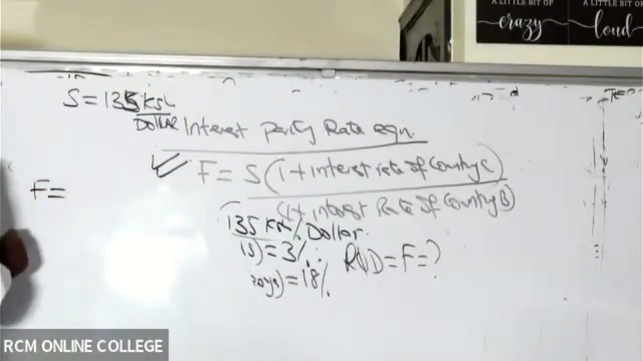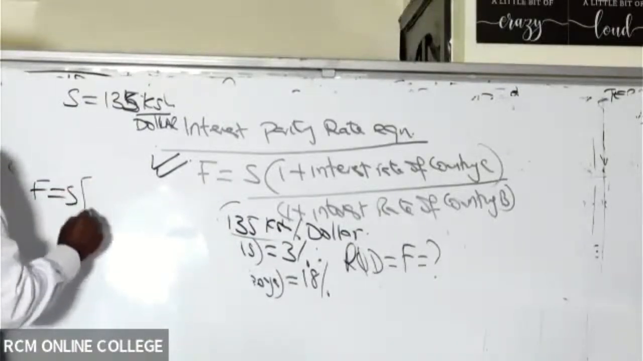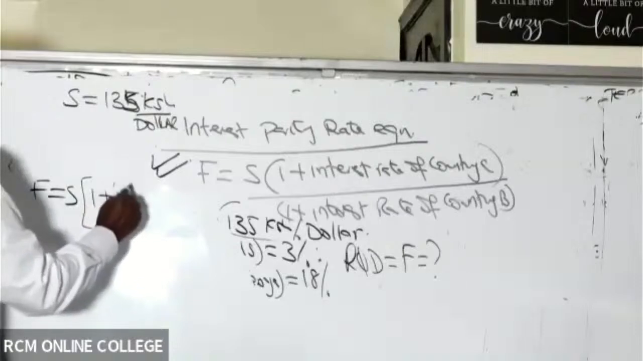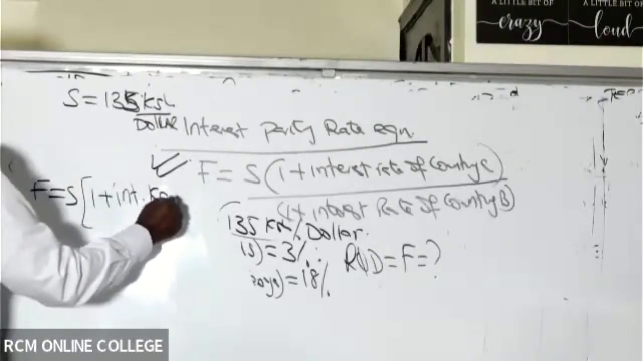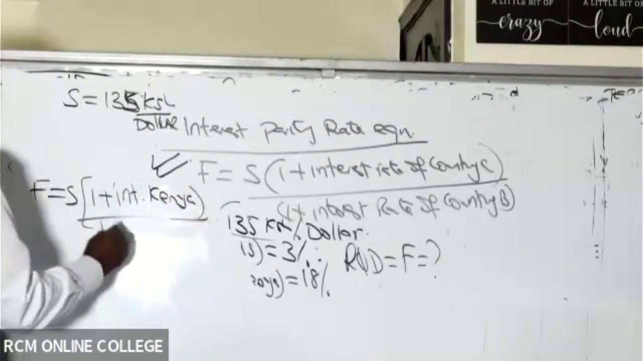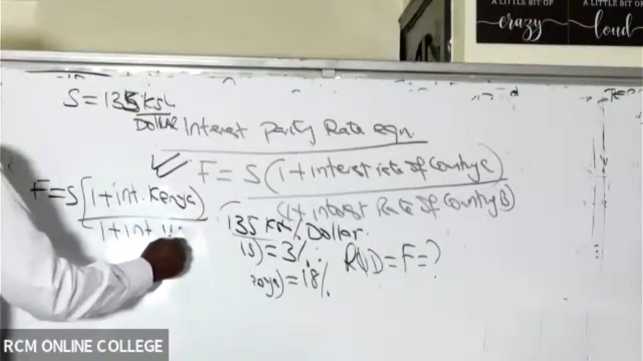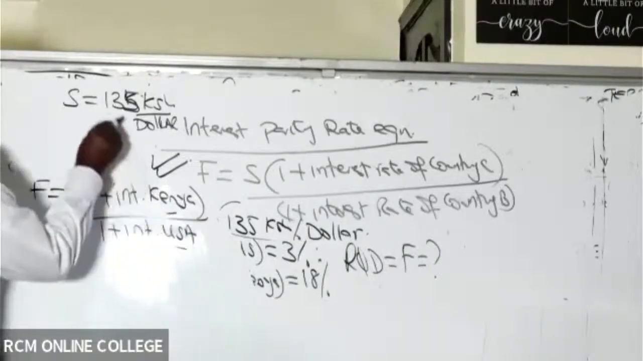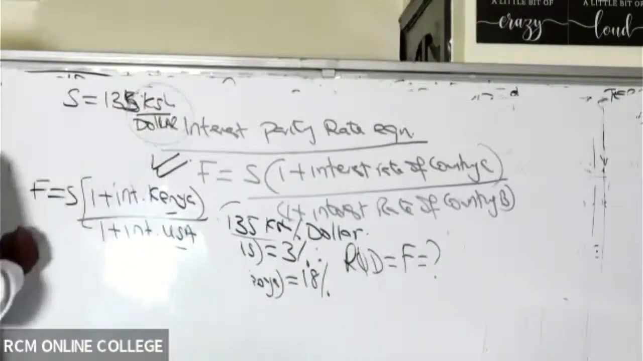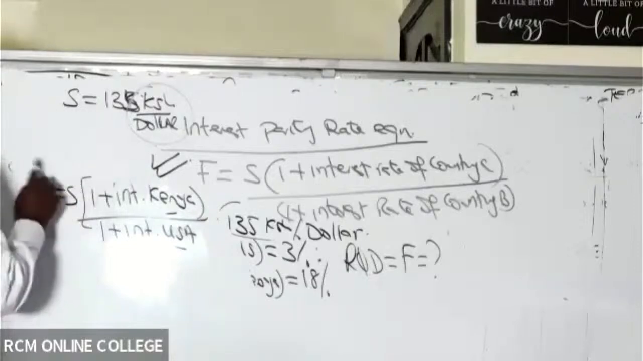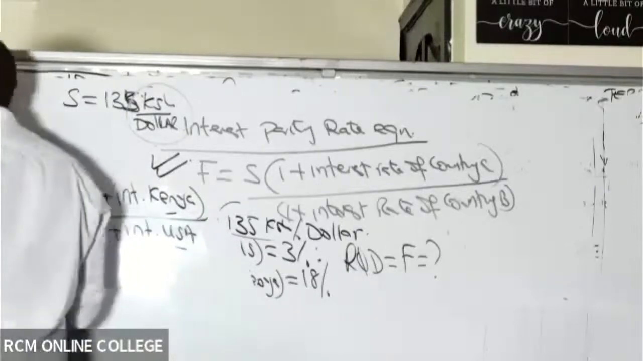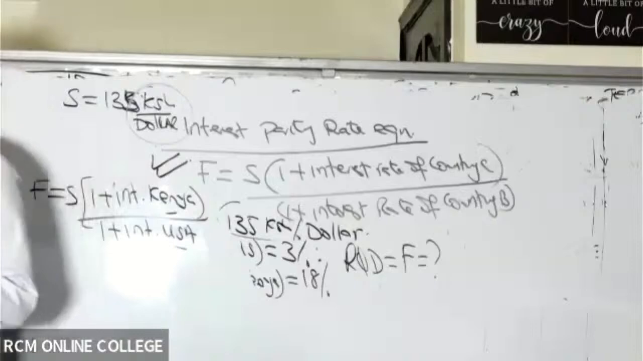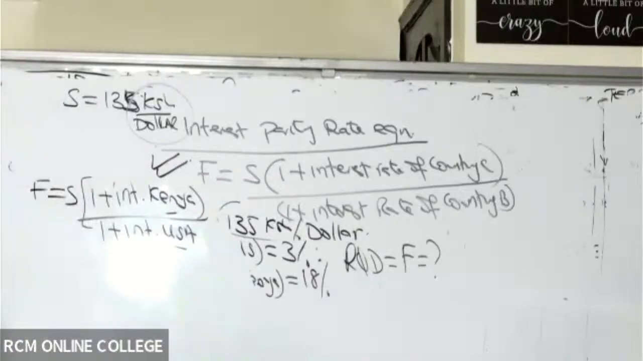My forward exchange rate will be equal to S into 1 plus interest Kenya, all over 1 plus interest USA, just to be in line with this. So Kenya goes up. I've seen somebody asking what this F stands for. F in this case here stands for forward exchange rate.